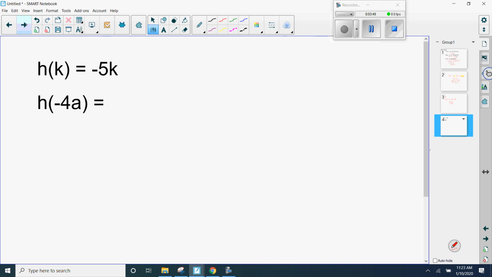Calculate this one. So what you're going to do is take your h of k function, and in place of k, you put -4a. So you have -5 times -4a. A lot of you are just doing that mentally, and yes, you do get 20a for an answer. Positive 20a for an answer.